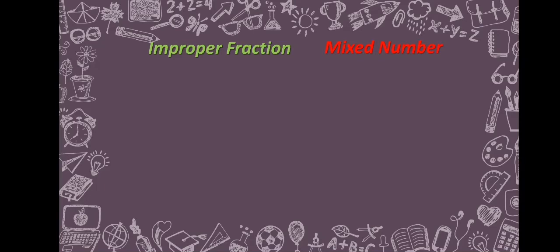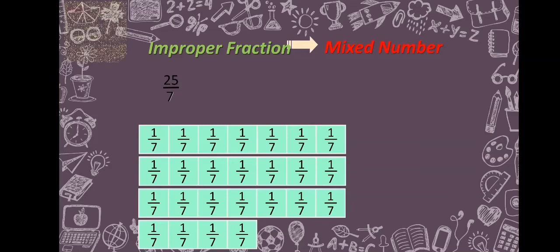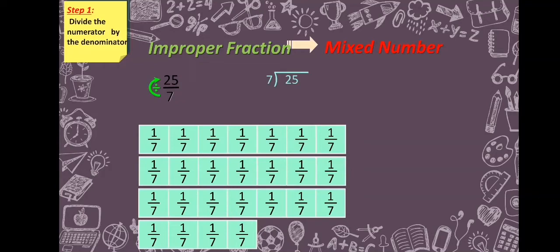Now how to write an improper fraction as a mixed number. Here I have 25 over 7. I want to know how many whole numbers are in 25 over 7. The first step is to divide the numerator by the denominator. 25 divided by 7. So let's see. 25 divided by 7 equals 3. 3 times 7 equals 21. 25 minus 21 equals 4.